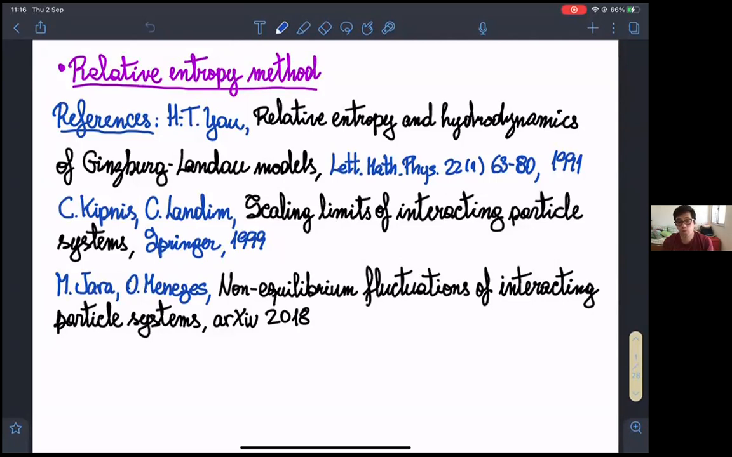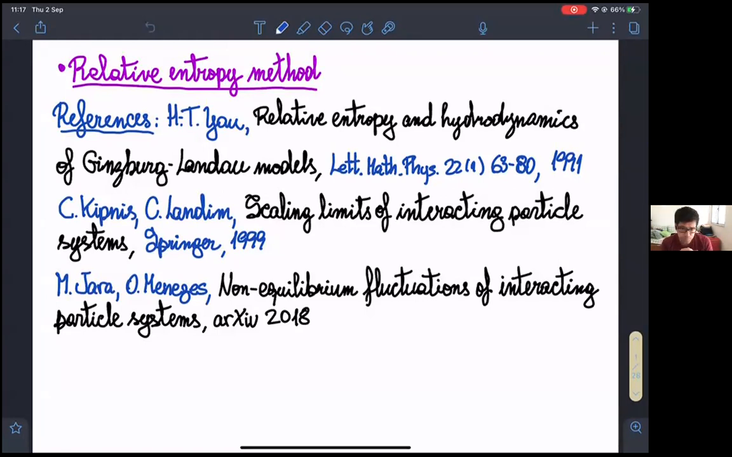We don't know this non-equilibrium stationary state explicitly, so we need to do something different, because we cannot use the non-equilibrium stationary state as a baseline reference measure, for example, for the relative entropy. One way to overcome that is what is called the relative entropy method, which was invented by Yau in the context of hydrodynamic limits of interacting particle systems.